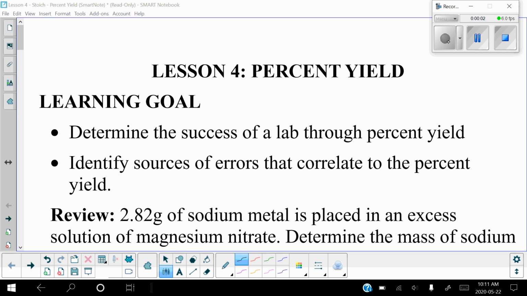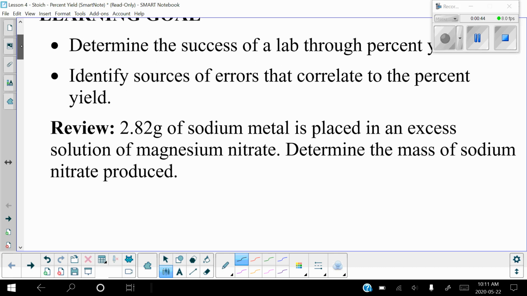Hello everybody, today we are going to be taking a look at lesson 4, which is going to be talking about percent yield. Now, this usually takes place after we've completed a lab. So when we calculate our gravimetric Stoich calculations, and let's say we're expected to make a certain mass of precipitate, we are then going to go into the lab and see if we can get close to that mass. And then we do a calculation called percent yield to see how close we were to actually getting it to the goal. So the learning goals for today are to determine the success of a lab through percent yield, and identify sources of error that correlate to the percent yield.